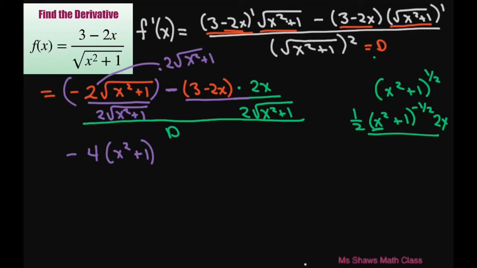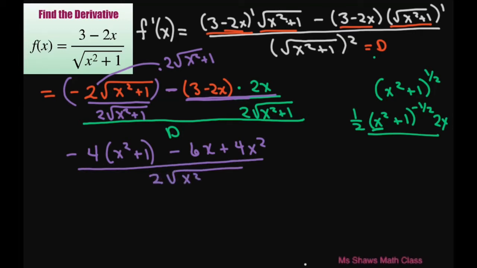And now let's fix this up a bit. This part here is going to be negative 6x plus 4x squared. All right, and then our denominator is the same now. We have 2 square root of x squared plus 1, all divided by our denominator, which is x squared plus 1, square root of x squared plus 1 squared.